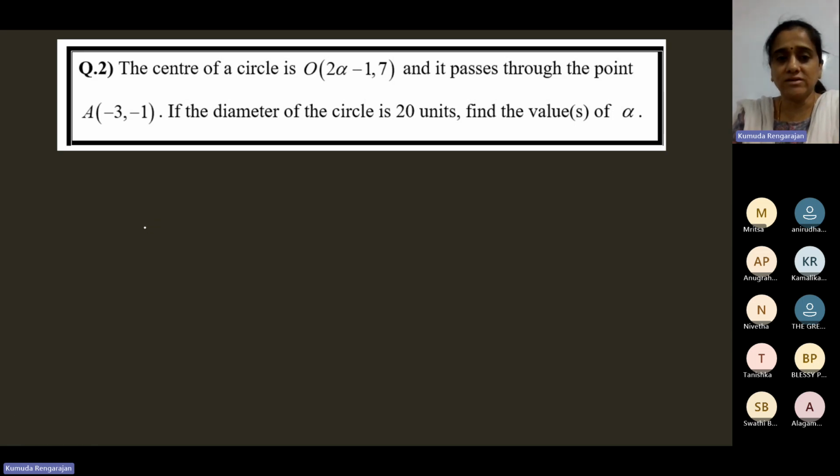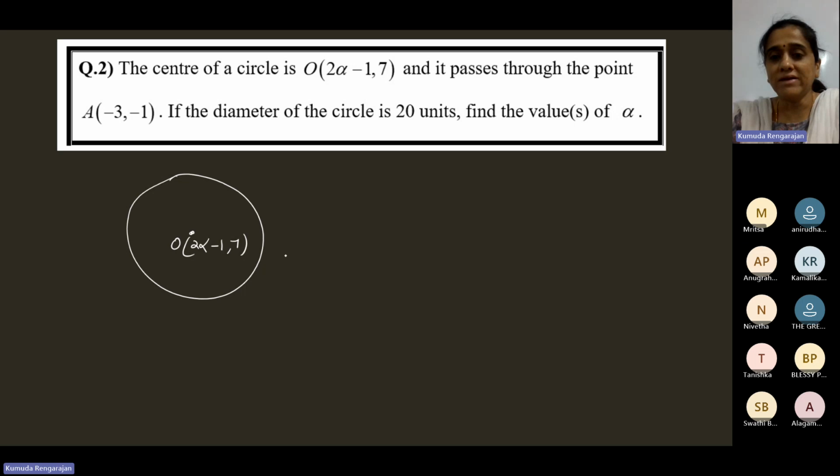The center of a circle is O, given by 2 alpha minus 1 comma 7. And it passes through the point A, minus 3 comma minus 1. The circle passes through the point minus 3 comma minus 1, which means A lies on the circumference of the circle.